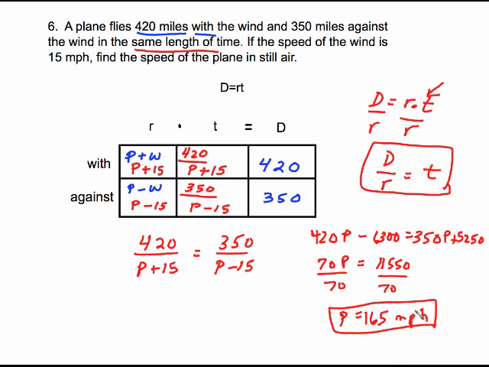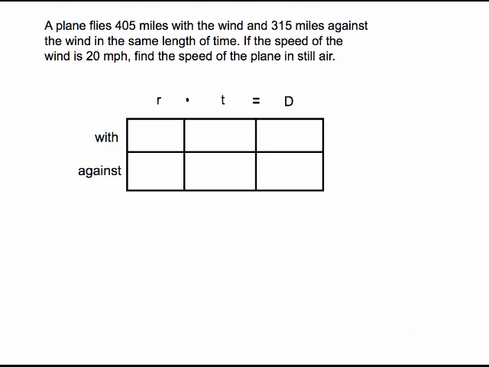So we're going to do another one just like this, just with kind of different numbers. So let's take a look up here. Same idea, same kind of chart. Let's fill in with what we have. The plane flies 405 miles with the wind, so that's my distance going here, and 315 miles against the wind. Like the last problem, with the wind means it's the plane plus the wind, which specifically is P plus 20, and against the wind is P minus the wind, which for us is P minus 20.